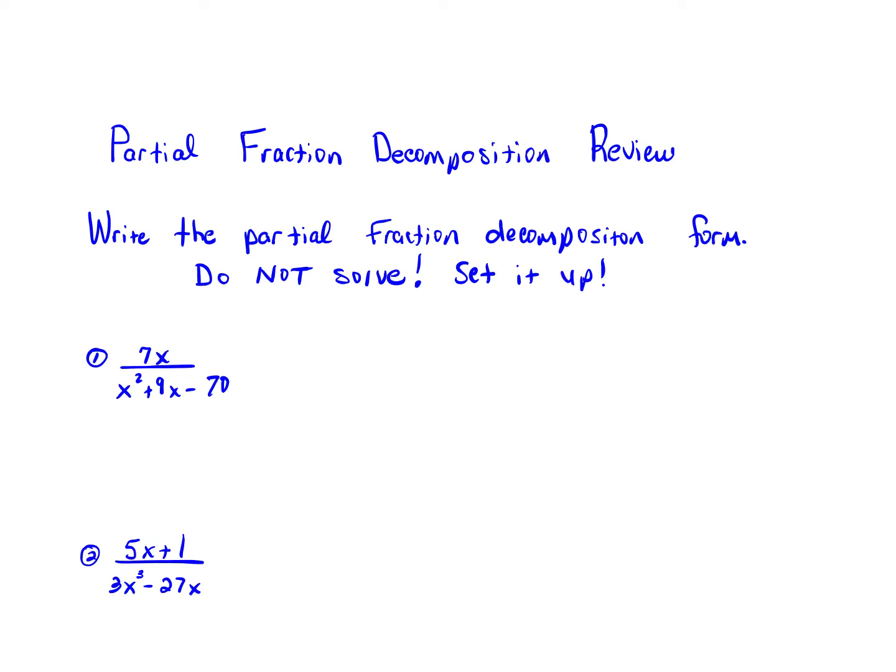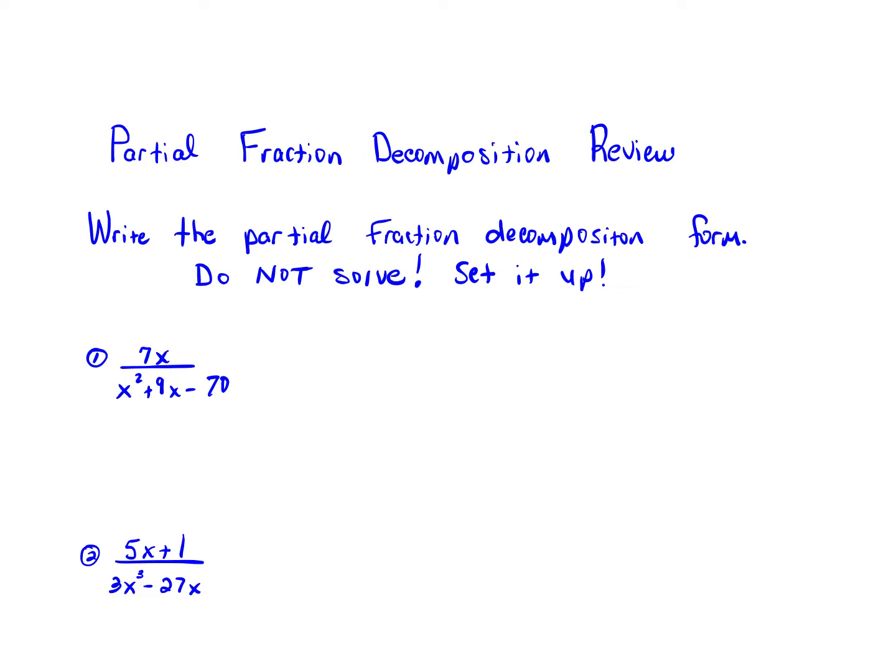So your partial fraction decomposition review, there's two parts of it. One where you are setting up and not solving, and one that you are solving. When you set these up, you're setting them up to the point where you have the a times one of your denominators plus b times one of your denominators is equal to the original numerator.